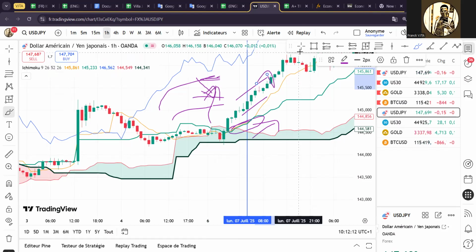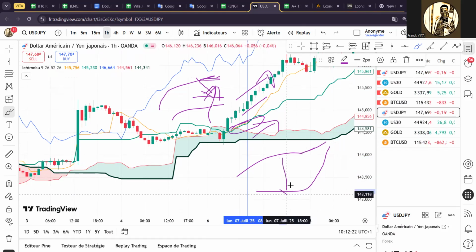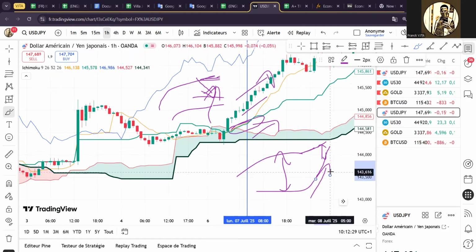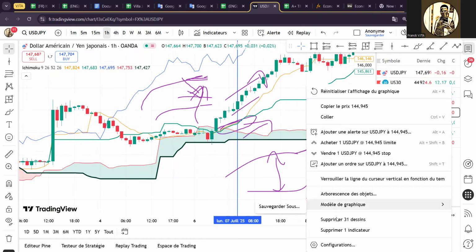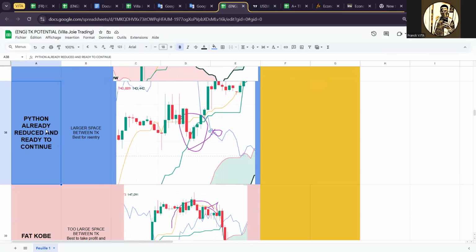That's why you will know that the Python will reduce by Kijun meeting Tenkan to the upside and Tenkan keep going up. That's how the reduction of the fat will happen, in the sense where Kijun will go higher further. So the Python already reduced and is ready to continue.